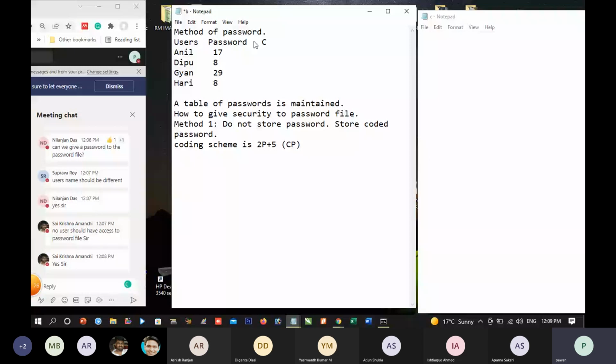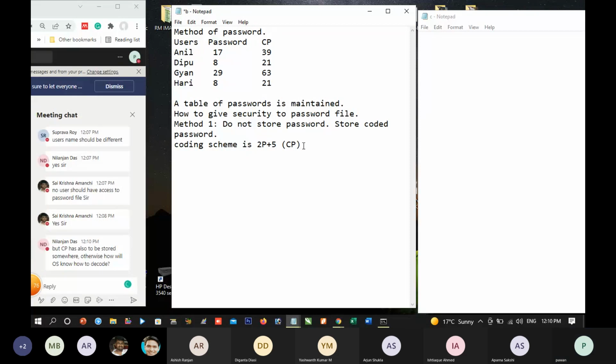So the coded password of this will be 2. If the actual password is 17, the coded password will be 39. If the actual password is 8, the coded password will be 21. If it is 29, then it will be 63. Is it correct? So do not store the password, store the coded password. So that is correct. The coded password will be stored.